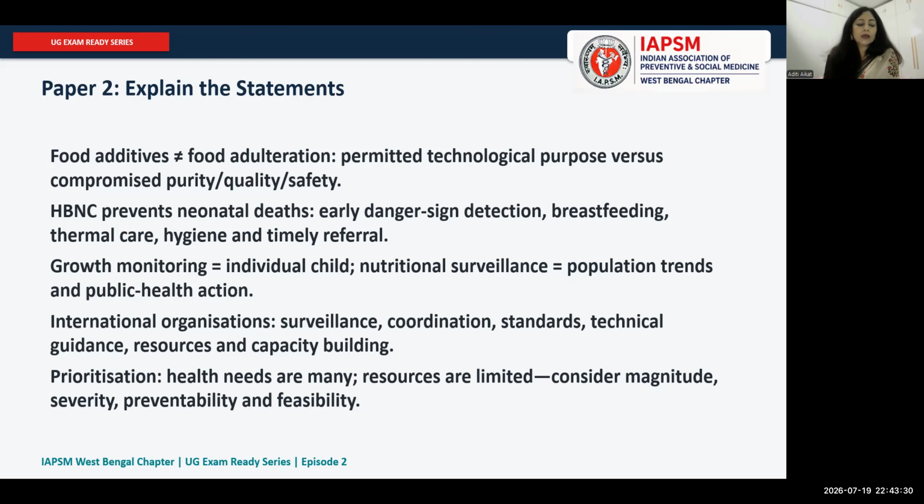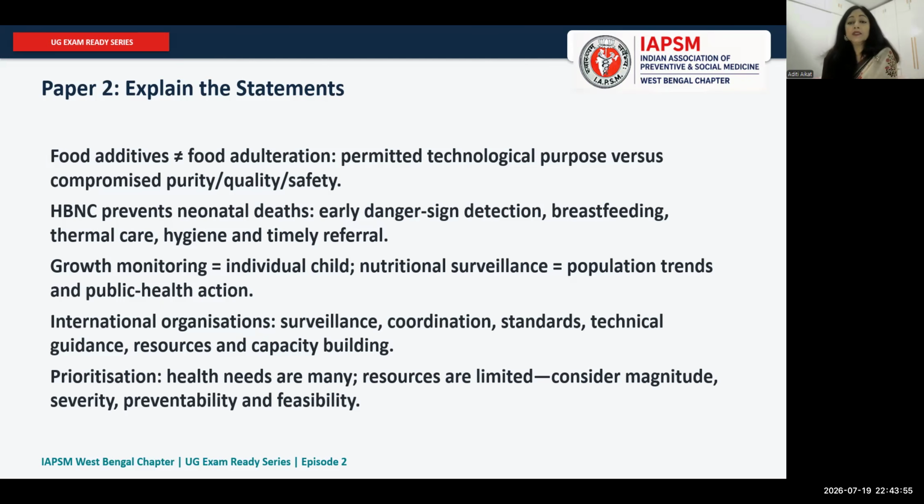Now, international organizations and their roles. Their roles are mostly about surveillance, coordination, standards, technical guidance, resources, and capacity building. So just remember the basics and build on that.